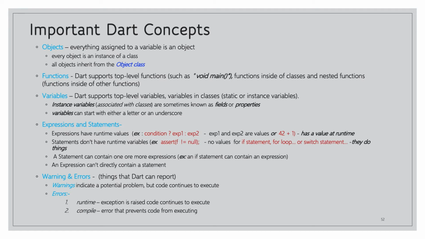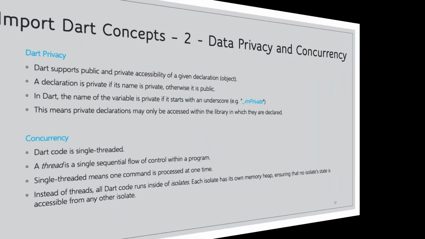Warnings and errors. Things that Dart can report are warnings and errors. Warnings indicate a potential problem, but the code will continue on. Errors come in two types, runtime and compile. For a runtime error, an exception is raised. For a compile error, it's the type of error that prevents code from executing. Again, keep these under your hat. Refer to them and you'll find it's helpful to you.